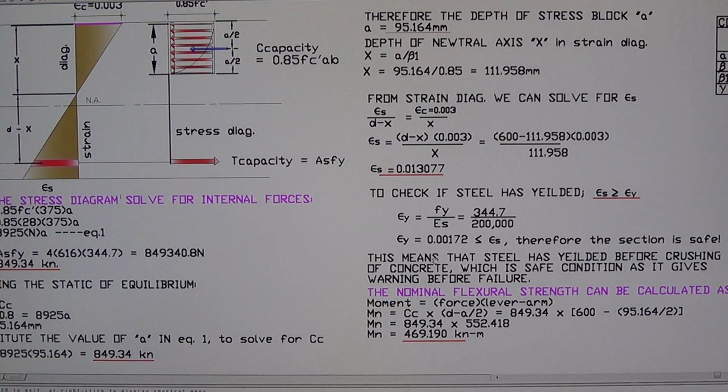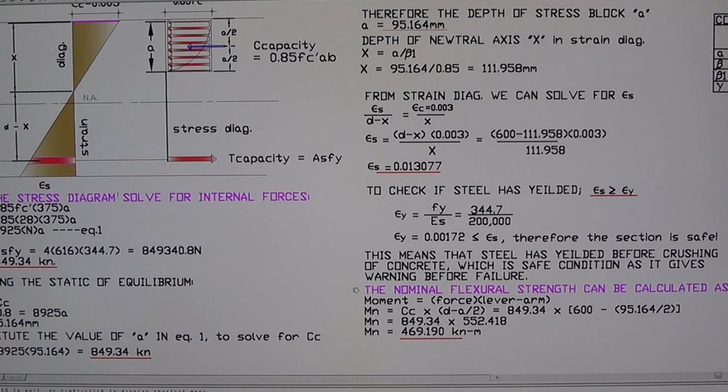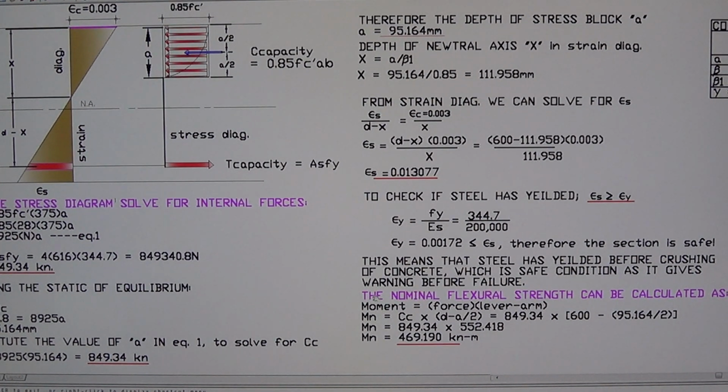And this means that the steel has yielded before crushing of concrete, which is the safe condition, as it gives warning before the failure occurs. So we found that the beam is safe, and then we can go ahead and solve for the moment capacity of the beam. The nominal flexural strength of the beam can be calculated by taking moment.